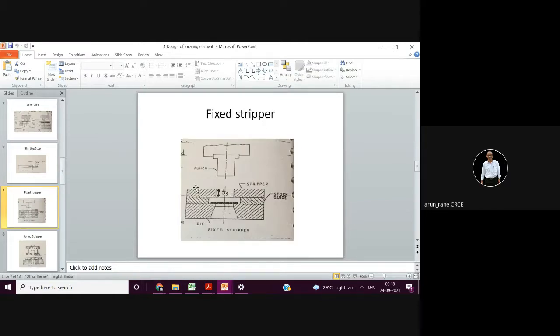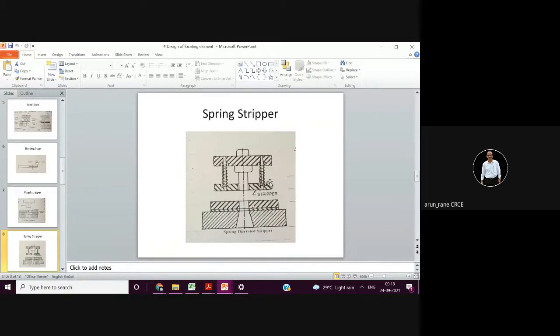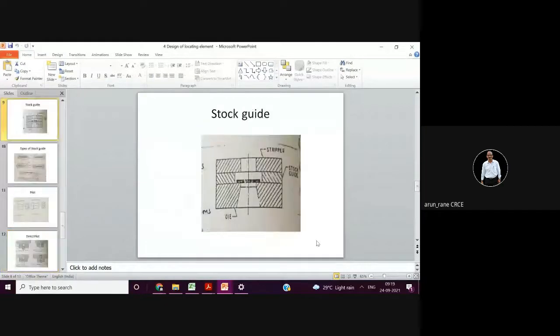Yesterday I was talking about the stripper. So this is your fixed stripper which is bolted to this. This is the stock guide, and this is the strip which is going in the direction perpendicular to the screen. This is a movable stripper which moves with the upper half, and it is spring loaded. So it can touch the entire area of the strip.